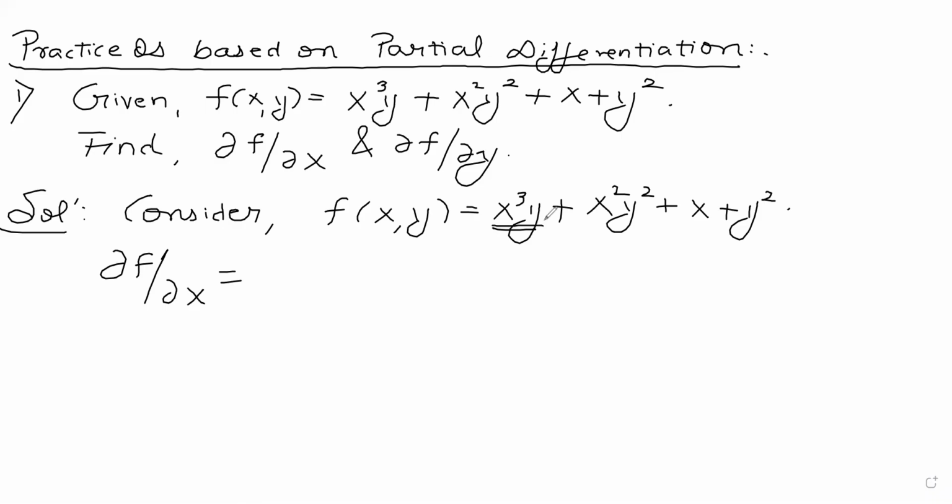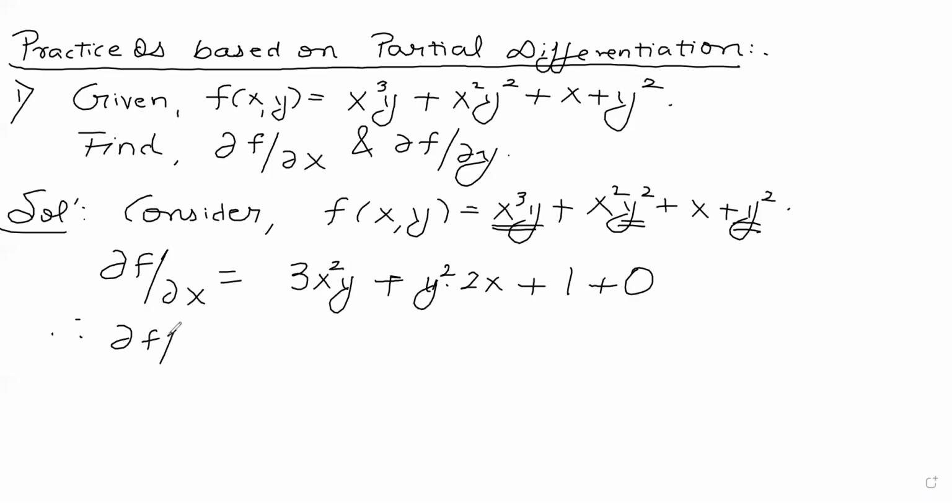Y is a constant. X cube ka derivative is 3x square times y, plus y square is a constant times x square ka derivative is 2x. X ka derivative is 1. Y square ka derivative is 0. Why? Because y is assumed as a constant. So what is my answer? Del f by del x is 3x square y plus 2xy square plus 2.